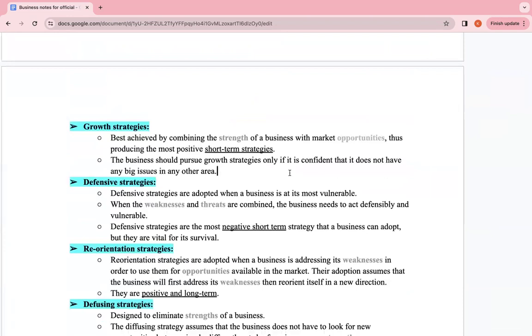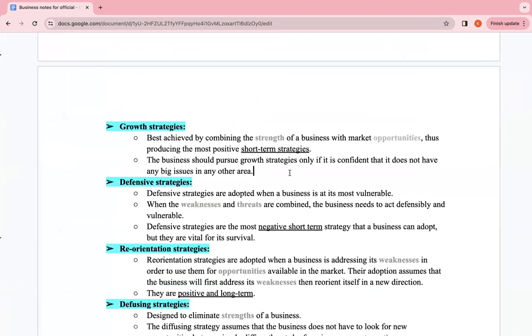The business should pursue growth strategies only if it's confident that it does not have any big issues in any other area. So basically, if they have any threats, any weaknesses especially, they need to focus on those before implementing the growth strategy. The defensive strategy is when they have both the negative factors, which are weaknesses and threats. When these two are combined, they need to act defensively because they are vulnerable.